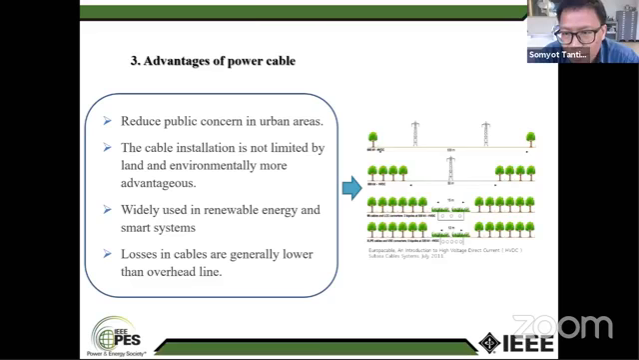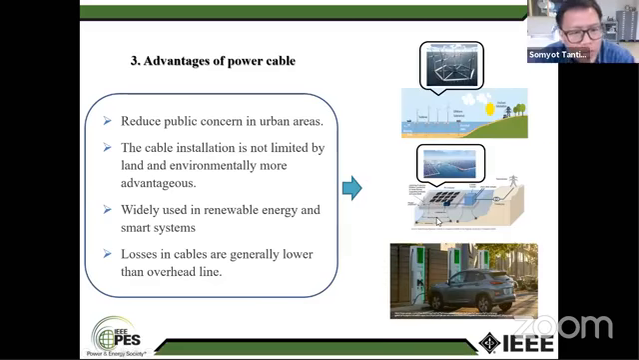As you can see from the right picture, when we use underground power cables, the right of way will be reduced for the distance. And then the power cables are also widely used in renewable energy and smart systems as well. As you can see from the right picture, the cable system is used for wind farms, solar farms floating on the sea, and also in EV stations. So the last thing is that the losses in power cables are generally lower than in overhead lines.